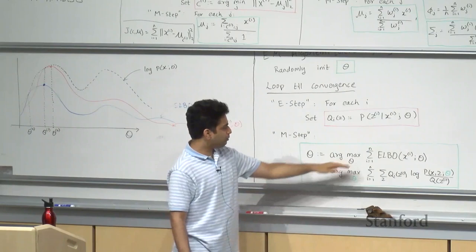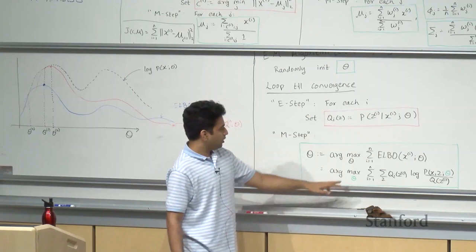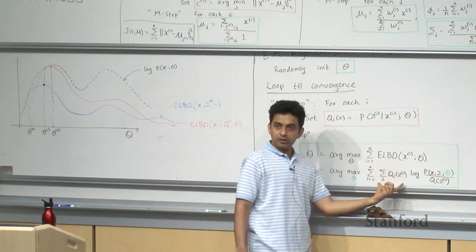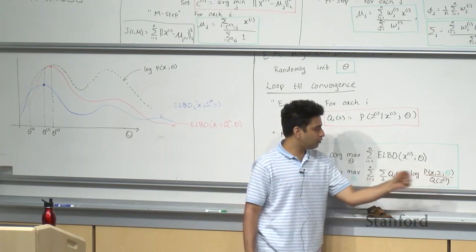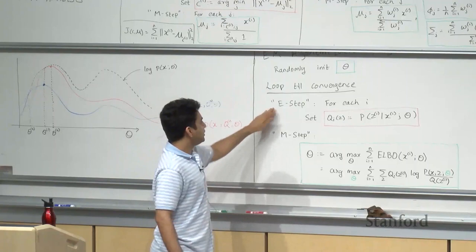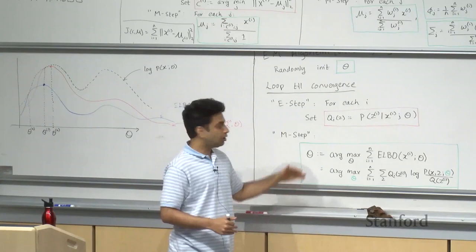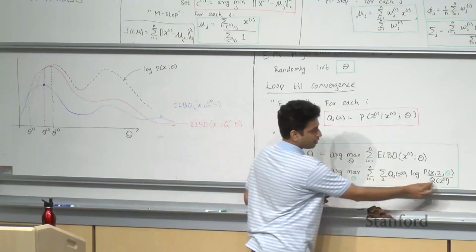And in the ELBO, by writing it out in a more verbose form, it is the sum from i equals 1 to n across all examples. And this, again, is just the definition of the expectation, right? Q of z times log of p of x, z, theta over q of z. An important thing to note here is that in the E step, for each example, we calculate the posterior distribution. And once we calculate that posterior distribution, the q's are held fixed during the M step, right? That's a crucial detail, right? The q's over here are constant. We assume these q's to be constant.